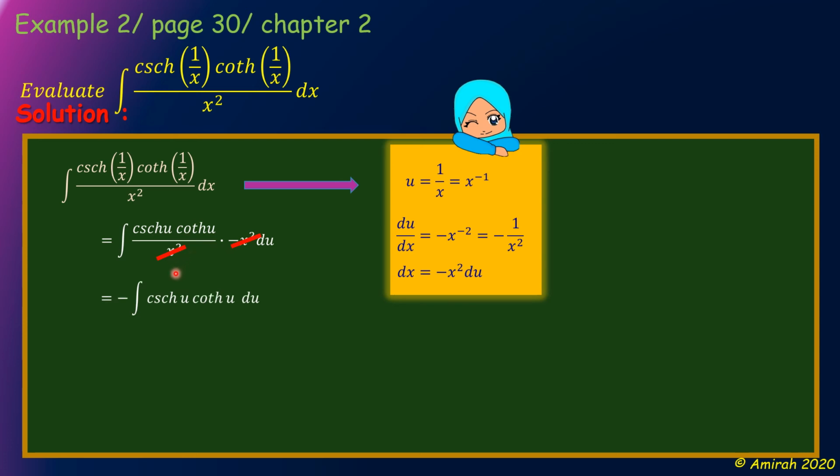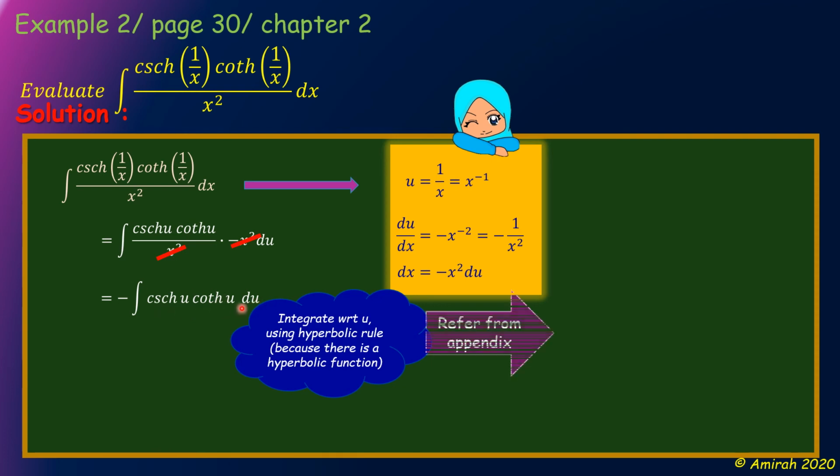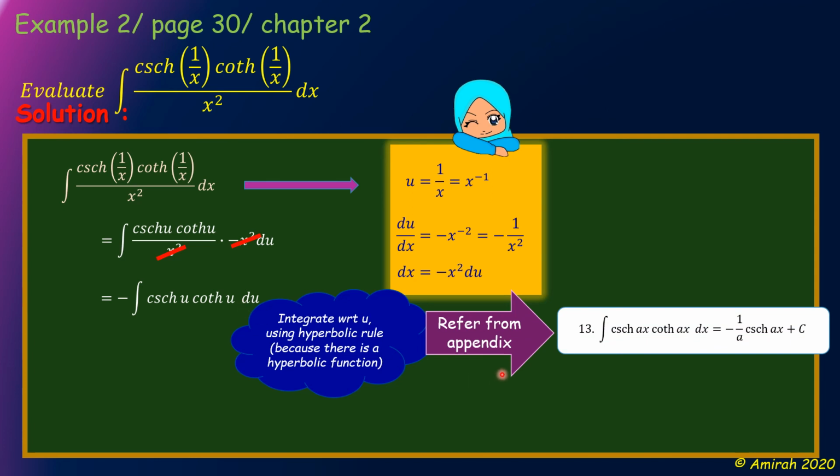After we simplify x squared, we can move out the constant negative, and then we have the integration of cosec u cot u du, all in terms of the variable u and du. From here, we can integrate with respect to u, but this time we need to integrate using the hyperbolic rule because we still have a hyperbolic function here. To integrate the hyperbolic function, we can refer to the appendix that will be given in your final exam paper.